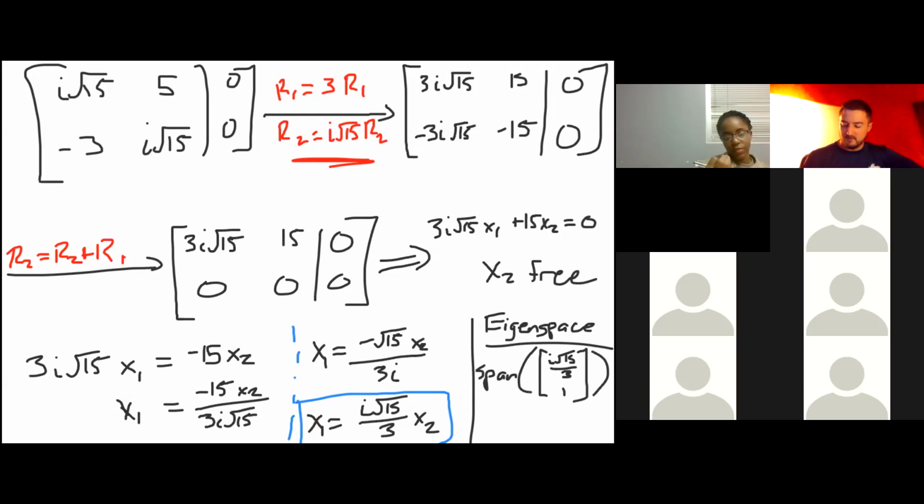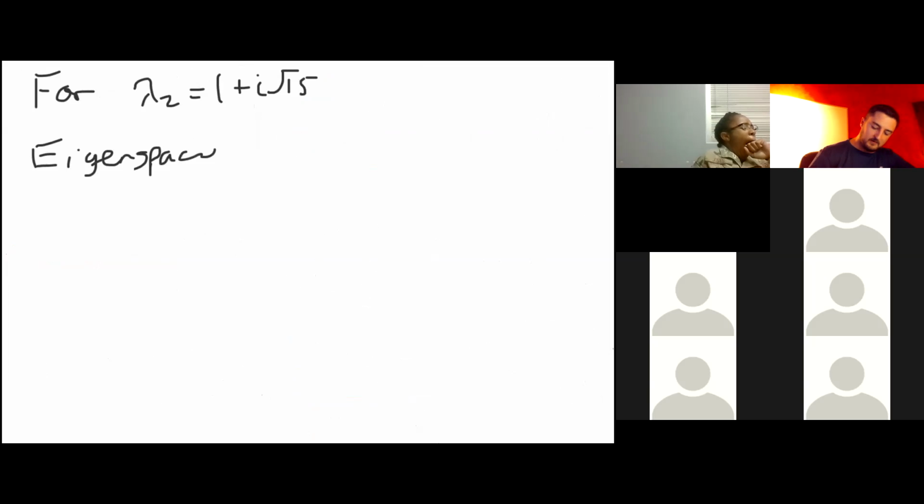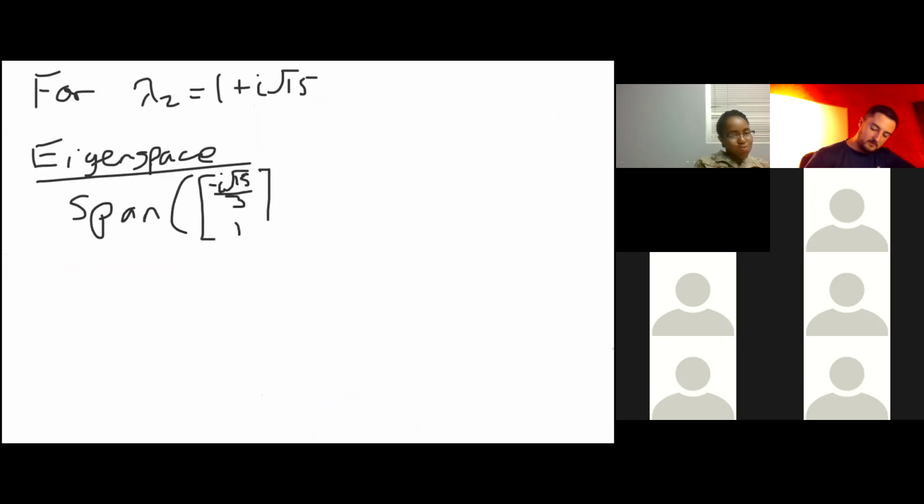Okay, so if you did it for the other one, for lambda 2, which would be 1 plus i square root of 15, you get that its eigenspace would end up being the span of all vectors that look like negative i square root of 15 over 3 and 1. You'd have to take some time to do it, but I trust that y'all have the skills to go through the algebra. Right, so that would be what your eigenspace looks like.